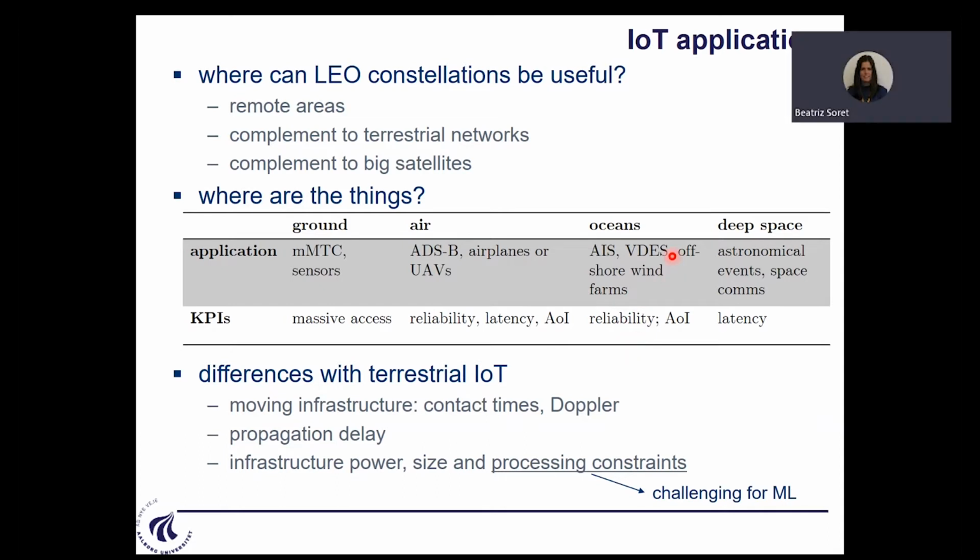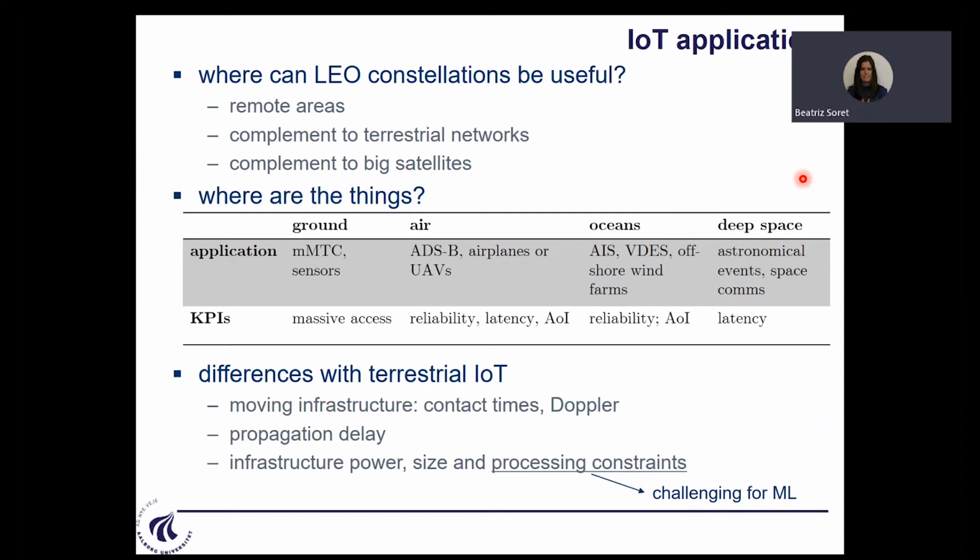Your things can also be in the oceans with satellites. You also have very strong technologies here, this AIS and the new VDES, which is replacing AIS. This is also for tracking, but it's for tracking vessels. And 5G, 3GPP is looking at some cases with wind farms, offshore wind farms in this case.